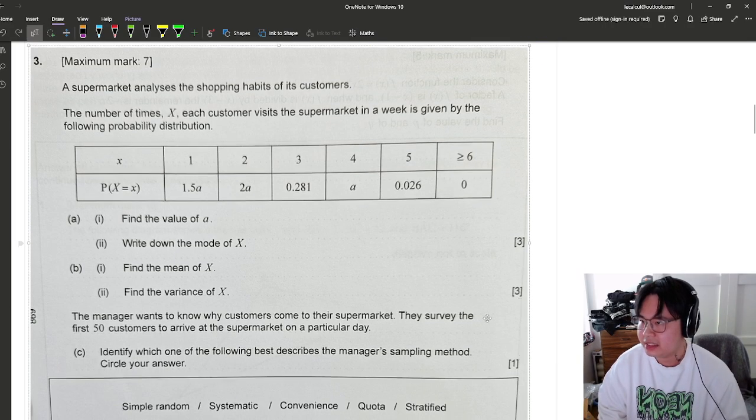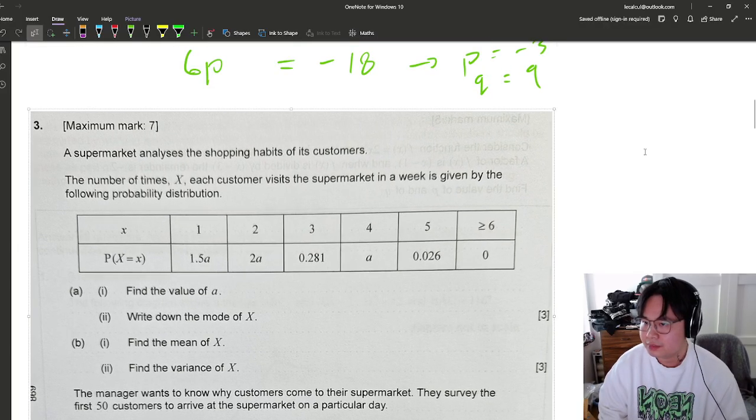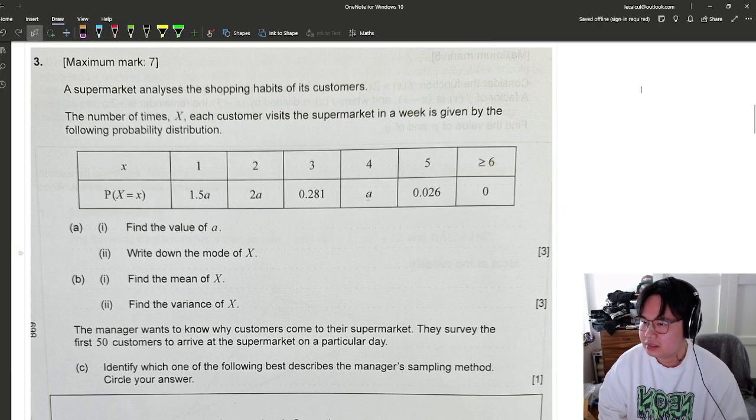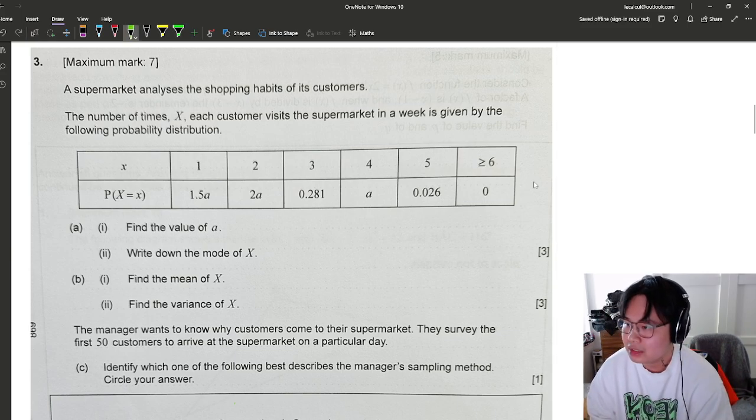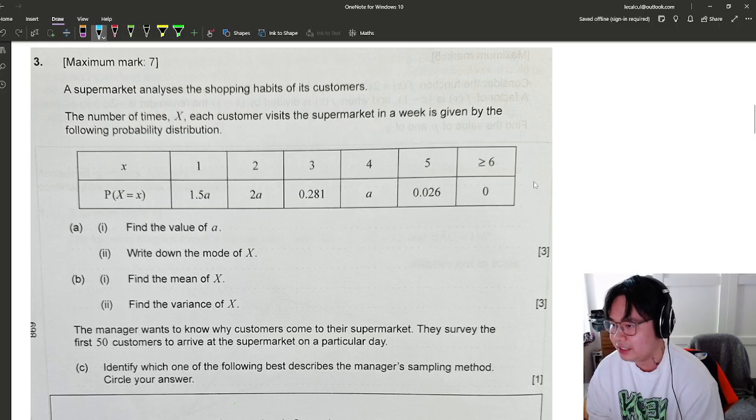Supermarket analyzes shopping habits of customers. The number of times X each customer visits a supermarket in a given week is this probability distribution. Okay. Sure. Why did they put 0 here? I guess if they didn't include it, then maybe some people would be worried. Well, what about the people that go more than 5 times a week? Whatever. Let's see, find the value of A.